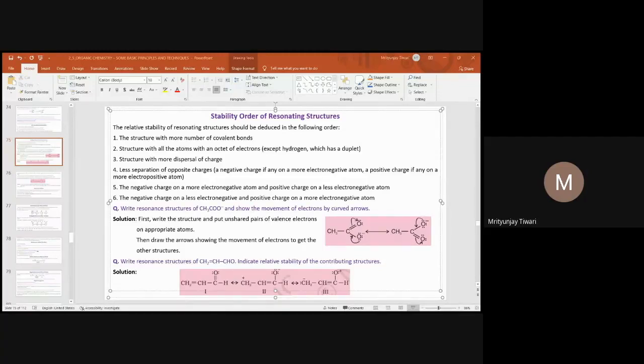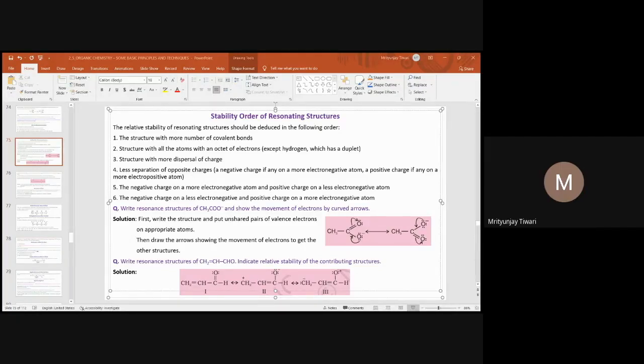And there is also another point: in this structure, there is no separation of charge. All the atoms do not have any positive or negative charge. They are electrically neutral, and thus we can also say that this structure has no separation of charge. So this will also be more stable.